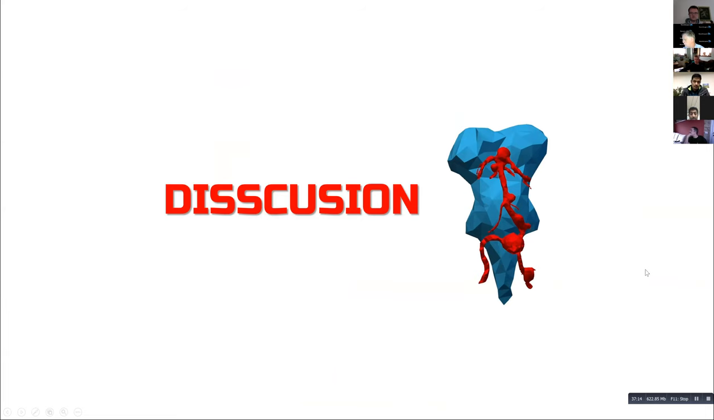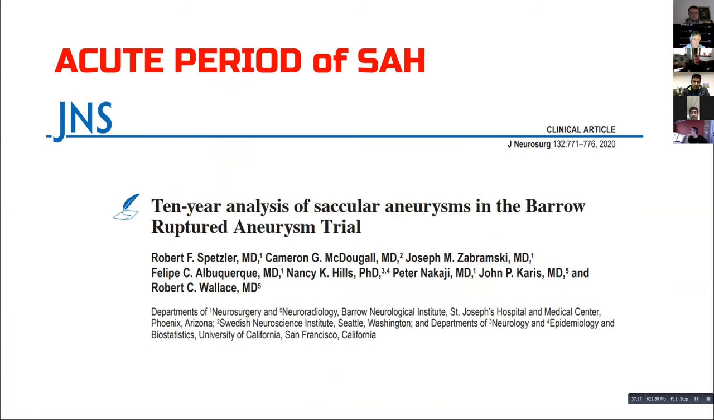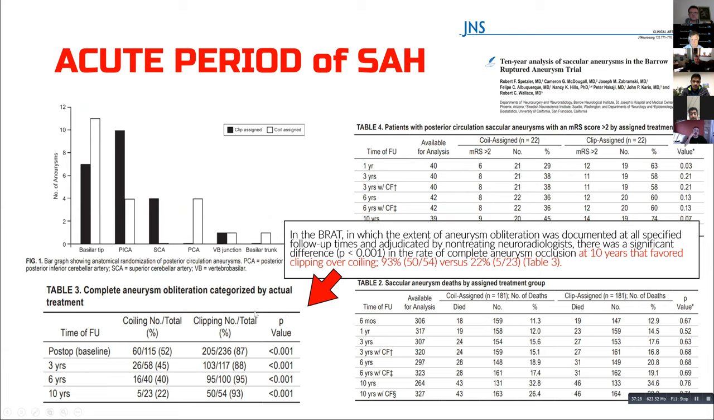So the discussion for this topic is what we should do in the acute period of SAH. Here's a nice paper, the new one from the Barrow trial. You can see that the long-term outcome of clipping is better than coiling. It's 10 years after the BRAT trial. And you can see that clipping gives 93% radical treatment versus 22% for endovascular.